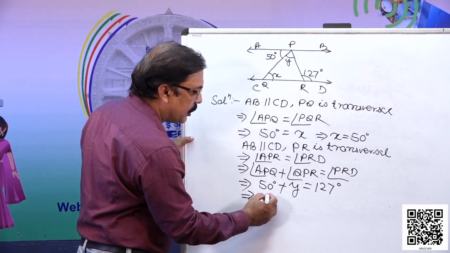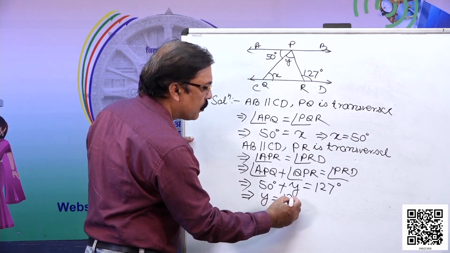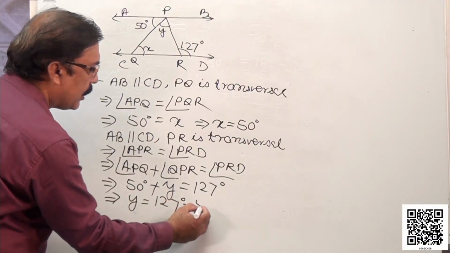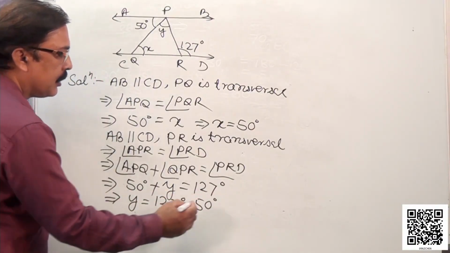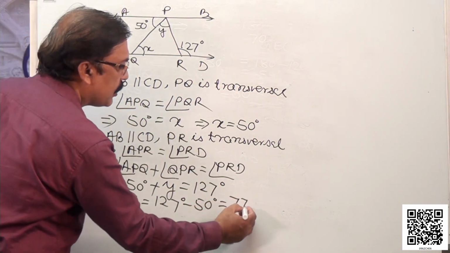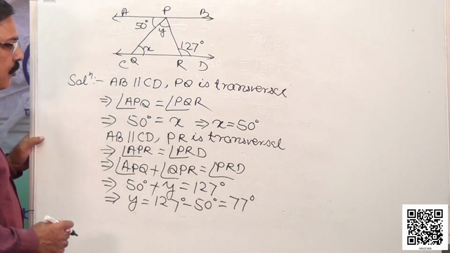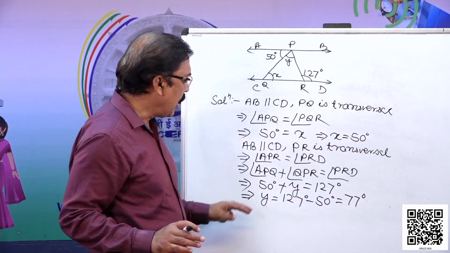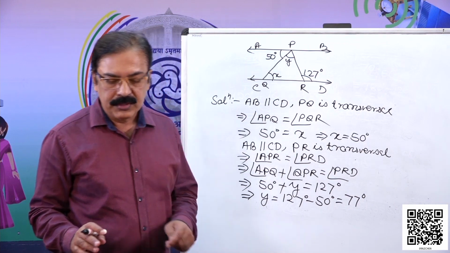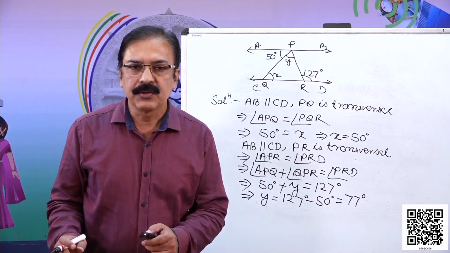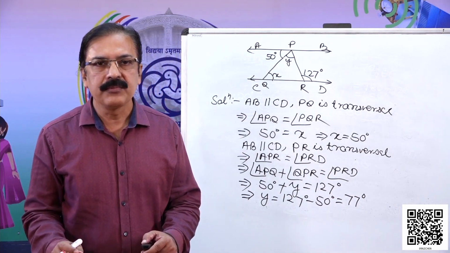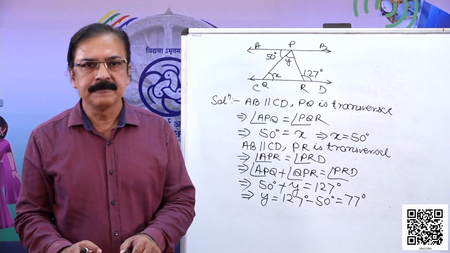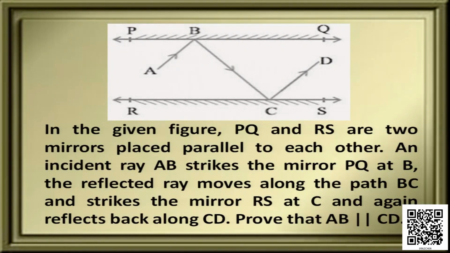From this we get y is equal to 127 degrees minus 50 degrees, that is 77 degrees. So we got X equal to 50 degrees and Y is equal to 77 degrees. So this is also an application of those theorems. Now see another question. The question is like this.